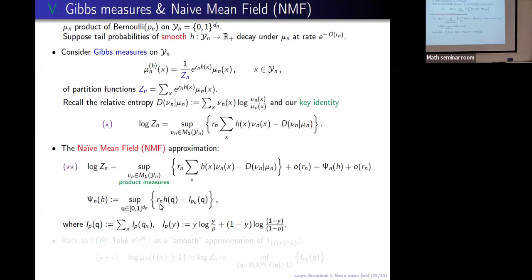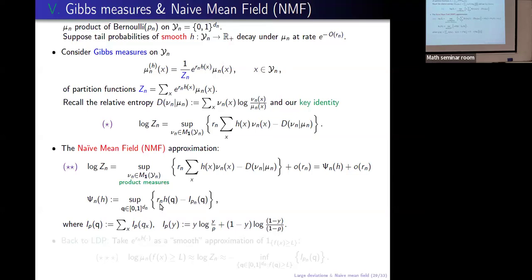I can write for each one of them Rn h of q minus Ipn. This is just a relative entropy that corresponds to replacing this Bernoulli with Bernoullis with numbers qx. And you sum them up and you write it inside. Now, this is a continuous optimization problem.